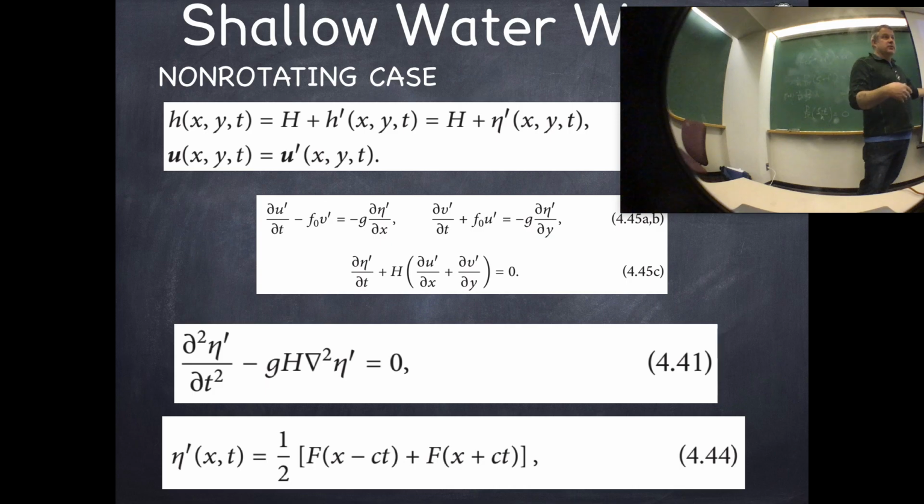Okay. So this is the general solution. It has a rightward propagating part and a leftward propagating part. You can plug this into there and convince yourself that, with c equals square root of gh, you actually solve that for any function f.